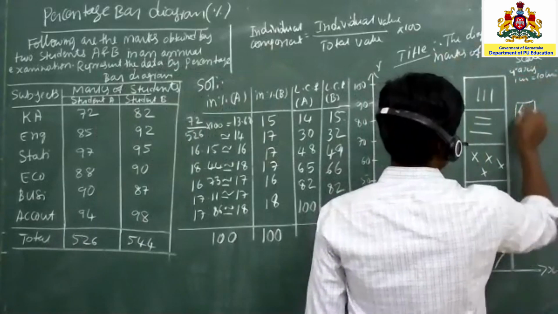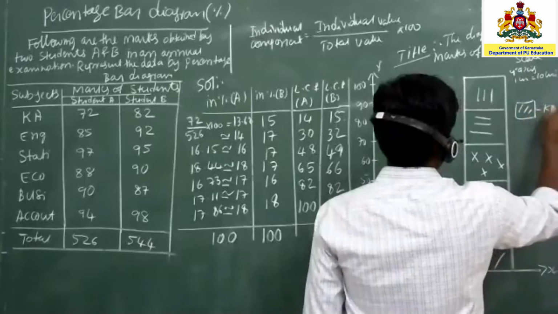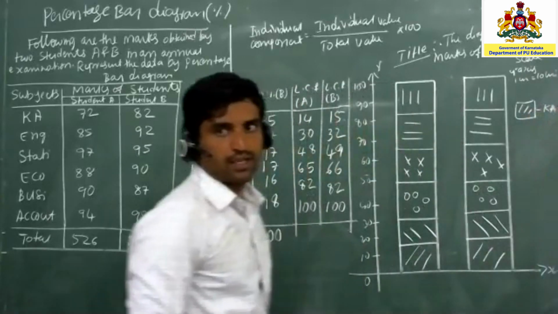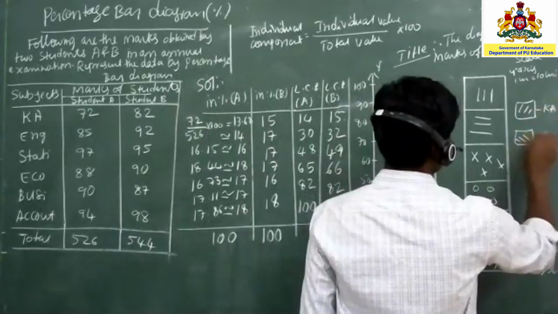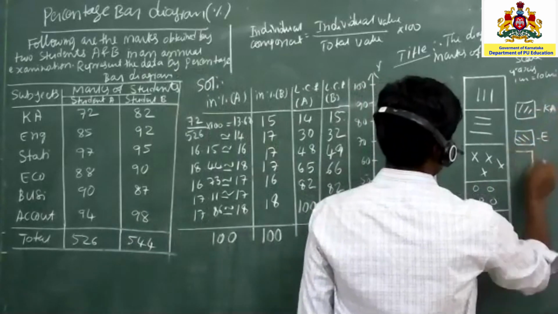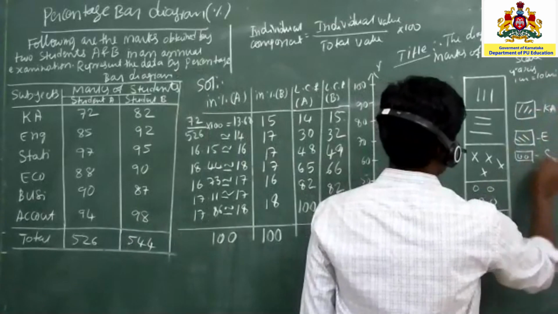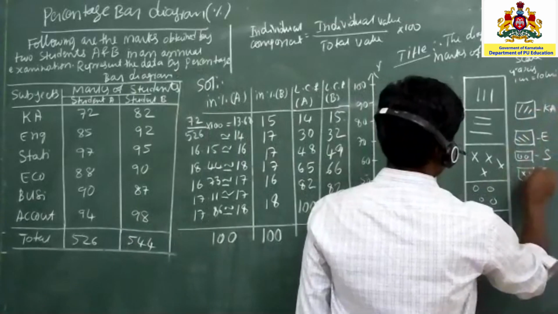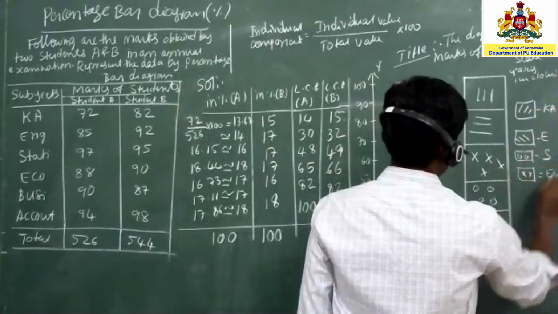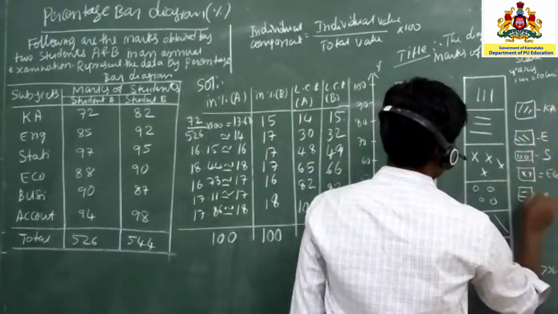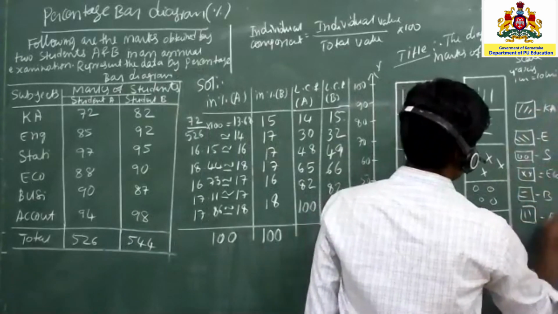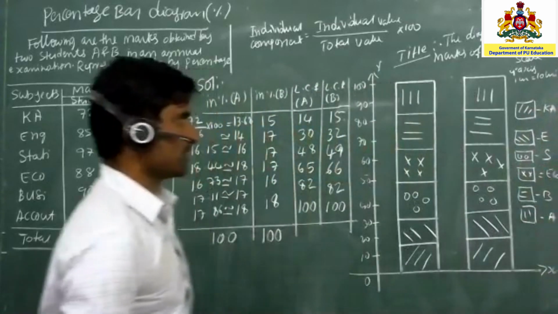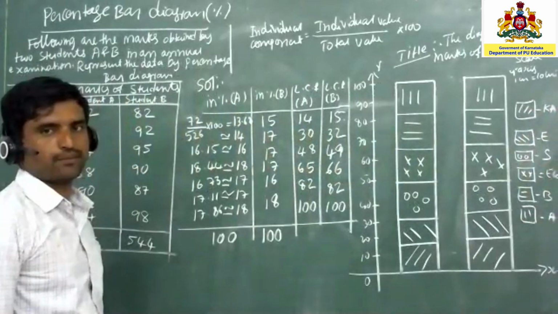So the first one is Kannada, right? And next one is English. And next one is statistics. Next one is economics. And next one is business. And last one is accountancy. Right. So this is what we call a percentage bar diagram.